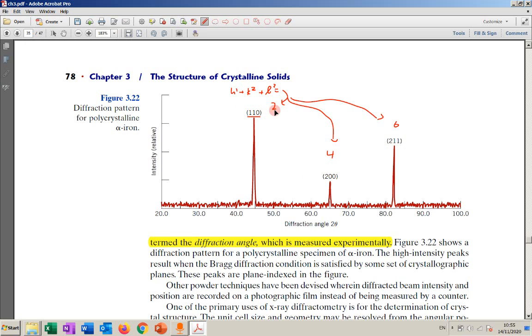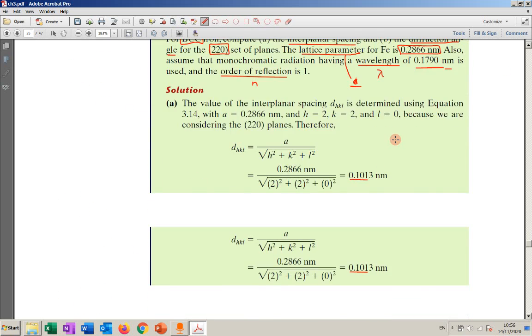And their squares: 1 square plus 1 square is 2. 2 square will be 4. 1 square plus 1 square plus 2 square will be 6. 2, 4, 6. It is the indication for the BCC crystal structure. So I know that this pattern is for the BCC crystal structure. Even if I only know the BCC crystal structure, I will get the planes. Why? Because for BCC, I know that 2, 4, 6, 8: 2 will be for the first plane, 4 will be this one, 6 will be this one. Then we will find each plane that I showed you here.